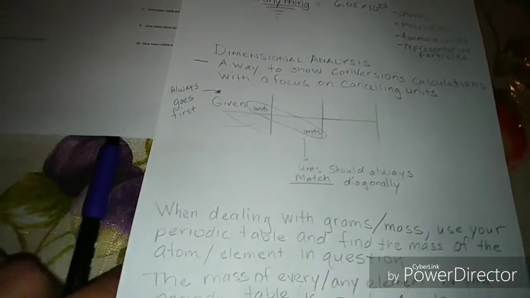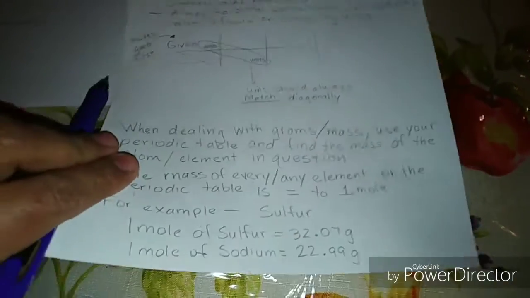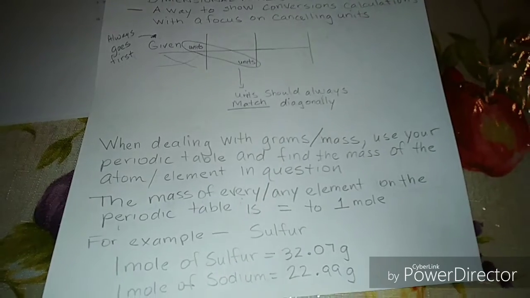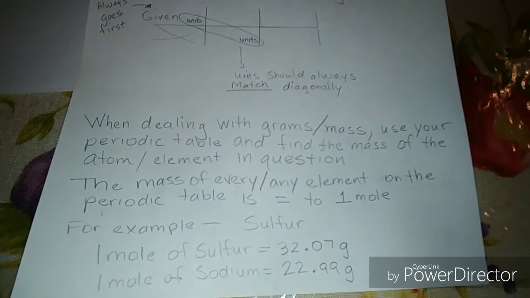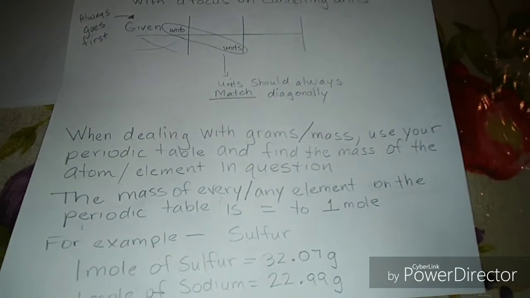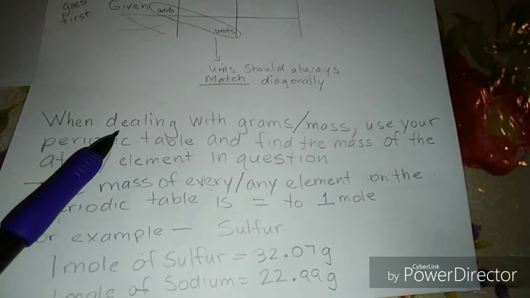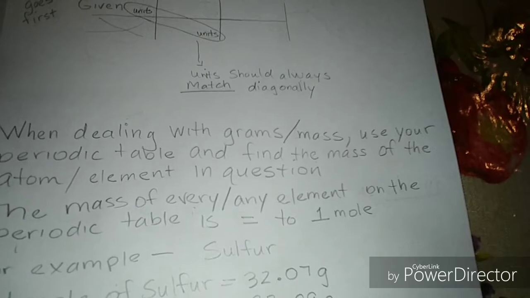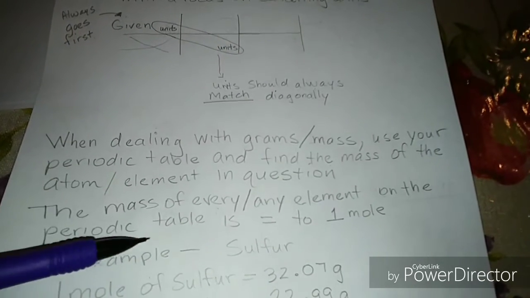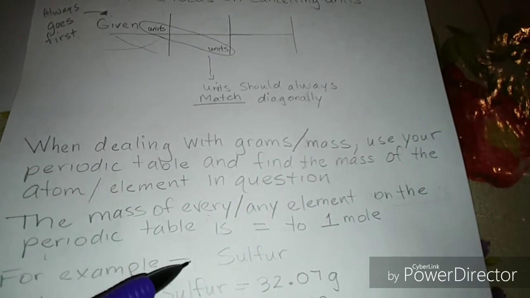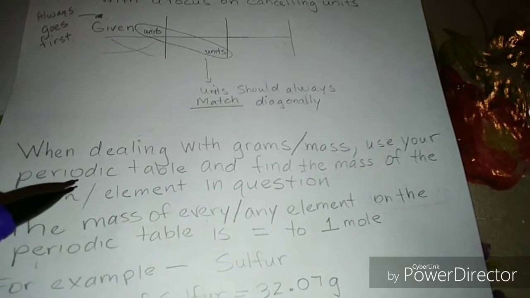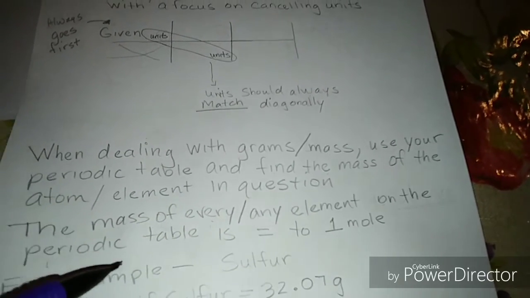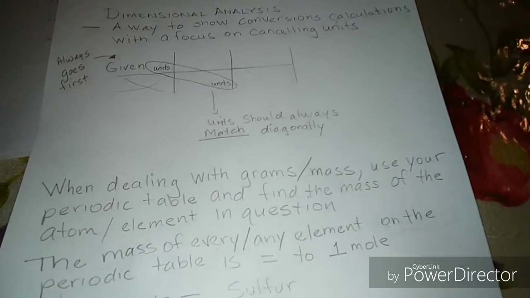Another thing I want you to know is that when you're dealing with grams or mass, you're always going to use the one found on your periodic table. You're going to find the mass based on the element or atom given in the question. Just so you know, the mass of any element on the periodic table is always going to be equal to 1 mole.